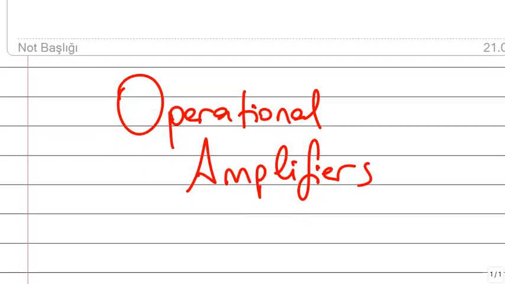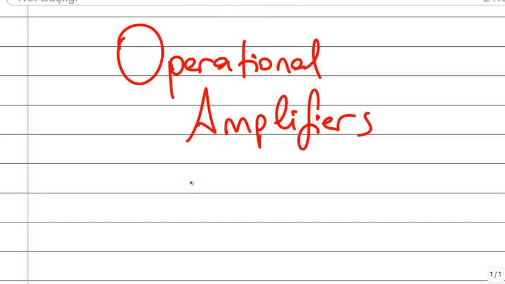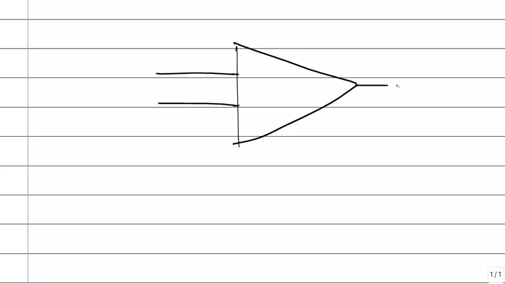Operational amplifiers, many times I will call them opamps. Okay, opamps. An op-amp is a chip, an integrated circuit, and it has a symbol like that. It has two inputs. This side is the input side, this side is the output side. It has two inputs, one output. The inputs are called the minus input and the plus input.